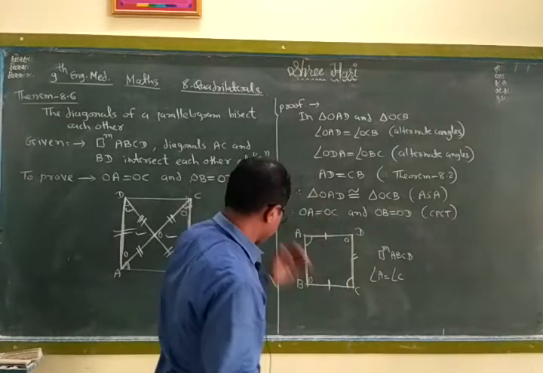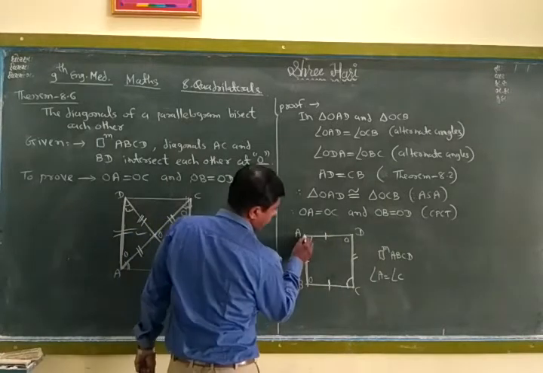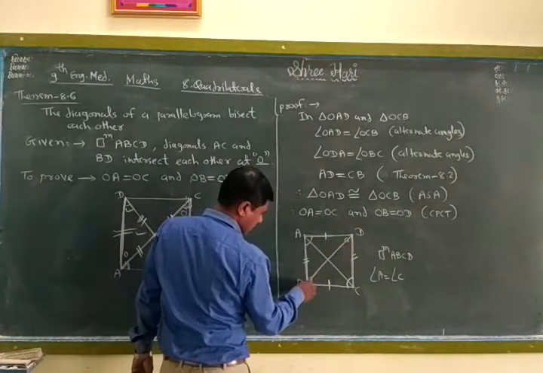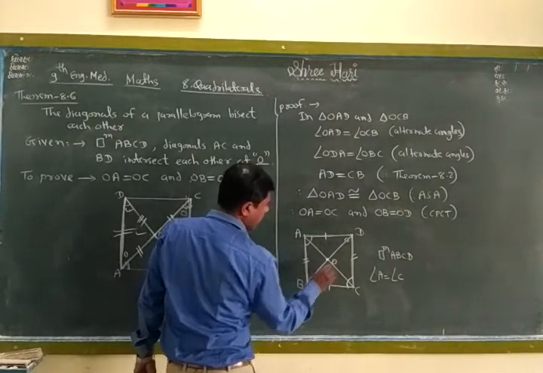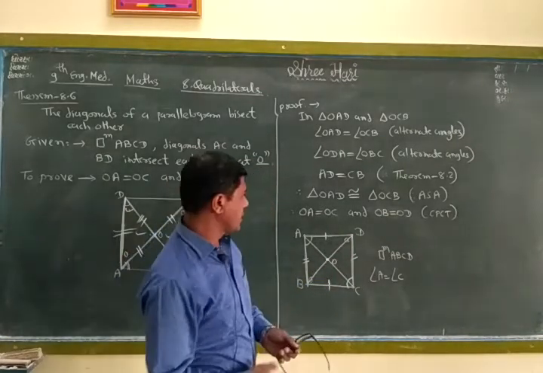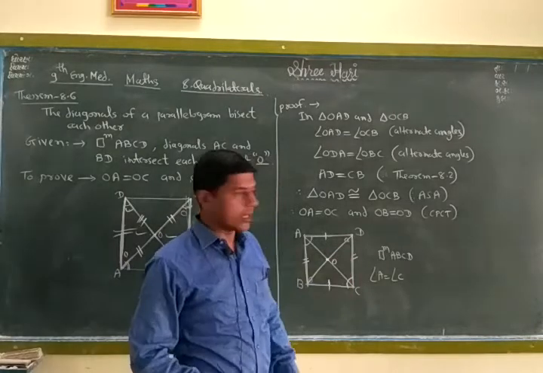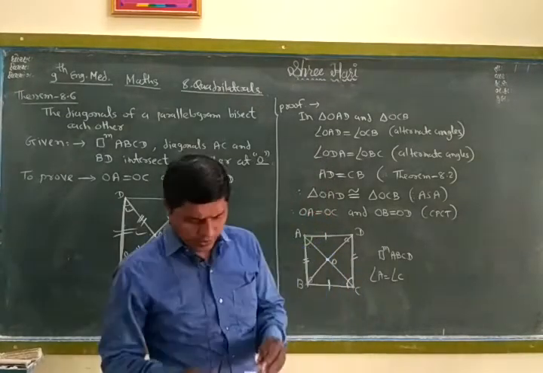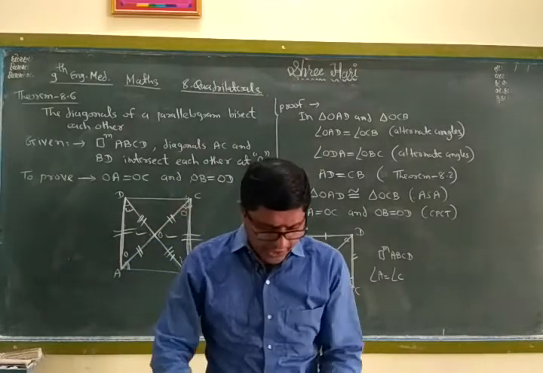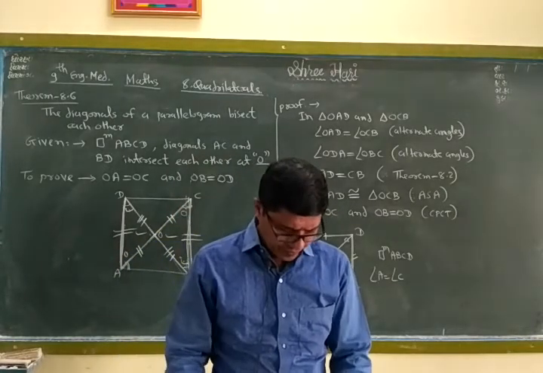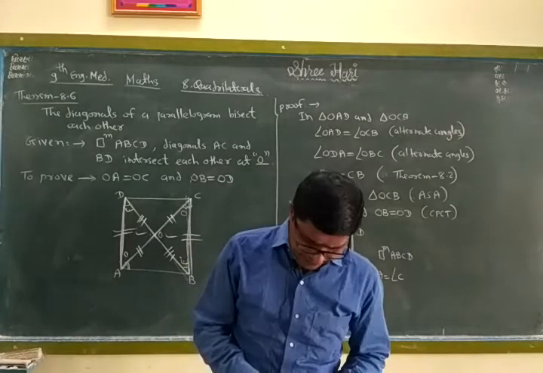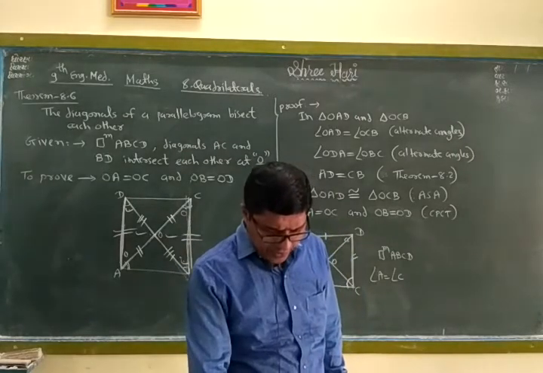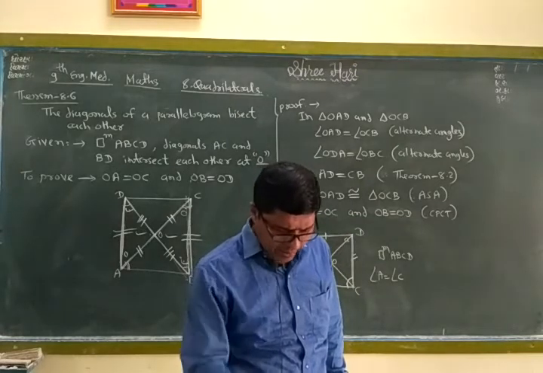Here diagonals AC and BD intersect each other at point O. So this is a parallelogram. This is theorem 8.7. Now 8.8, a quadrilateral is a parallelogram if a pair of opposite sides are equal and parallel.